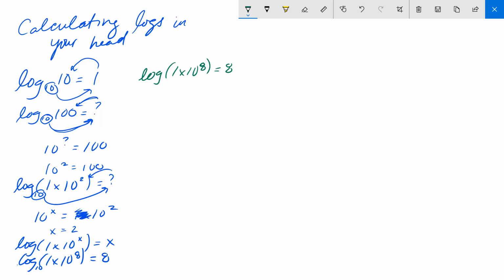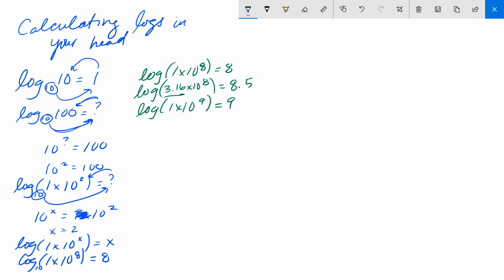Now let's say that we had the log of 1 times 10 to the 8th, and we know that equals 8. And we're also looking at the log of 1 times 10 to the 9th, and we know that equals 9. And I ask you, the log of what value equals 8.5? So which value is halfway between these two logs, 8 and 9? The answer is the log of 3.16 times 10 to the 8th gives the value of 8.5.